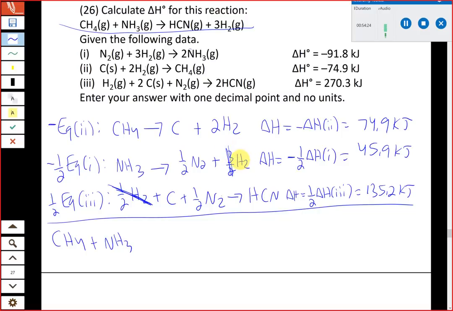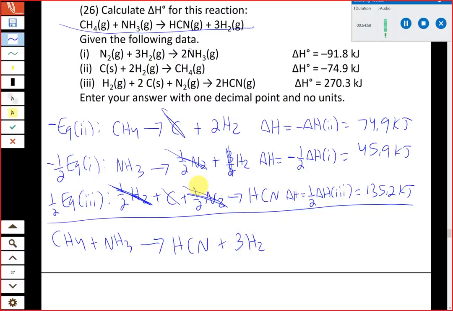partially cancel out. And then the carbon here that's on the reactant side cancels out with that carbon that's on the product side. And then 1/2 N2 on the reactant side here cancels out with 1/2 N2. So the only thing that's left on the reactant side is CH4 and NH3, as it should be. And then on the product side, we have HCN that carries through, and then hydrogen, we have two H2s here, one H2 that was left here when we partially canceled out the 1/2 H2 on the other side, and so we still are left in net with 3 H2s as we should.